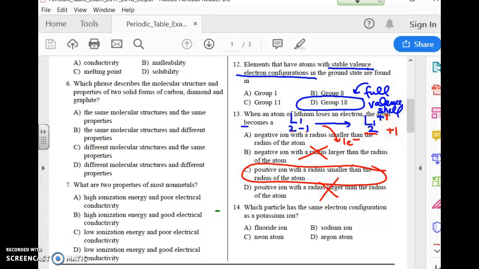Number 14, which particle has the same electron configuration as a potassium ion? Let's look at that. This is the configuration of a potassium atom. As we know, atoms lose an entire outer shell to become 2, 8, 8, which is argon's electron configuration, D.